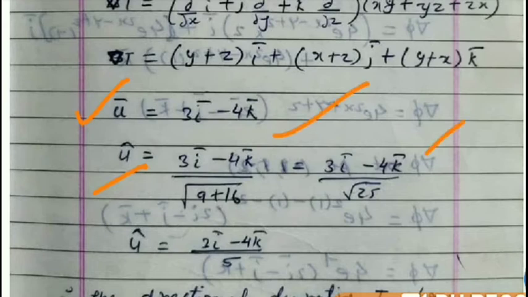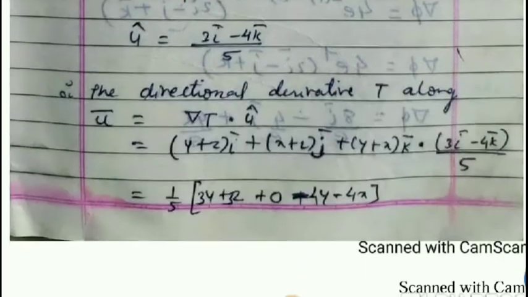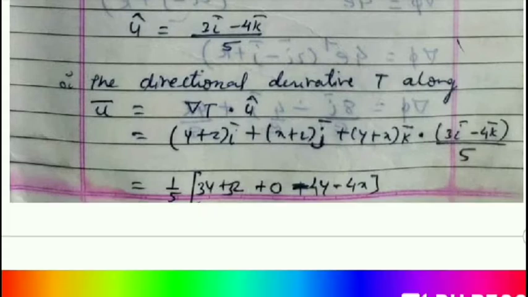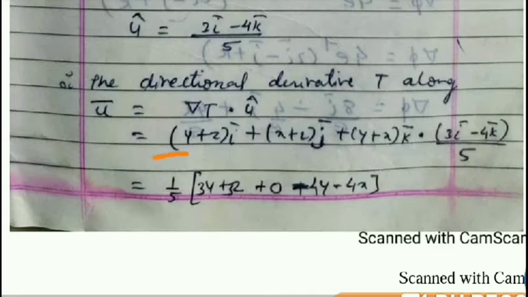The final value of u cap is 3i minus 4k upon 5. The directional derivative of t along u bar is del t dot u cap. So del t is (y plus z) i plus (x plus z) j plus (y plus x) k, dot 3i minus 4k upon 5. So take the dot product of these two vectors and simplify it.